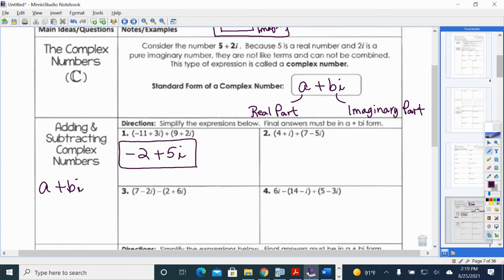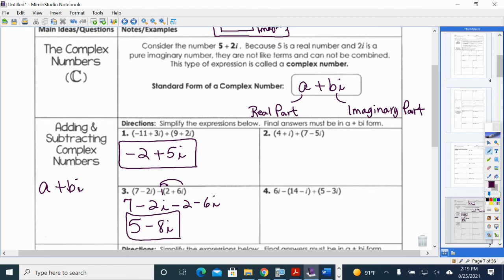For subtraction, like on number 3, you have 7 minus 2i minus 2 plus 6i. So to do this, what I would do is just like I've shown you before, distribute that negative 1 first. Negative 1 times 2 is negative 2. Negative 1 times the 6i is a negative 6i. Then what you can do is go through and combine your like parts. So add the real parts. 7 minus 2 is 5. And then your imaginary parts, negative 2i minus 6i would be a negative 8i.